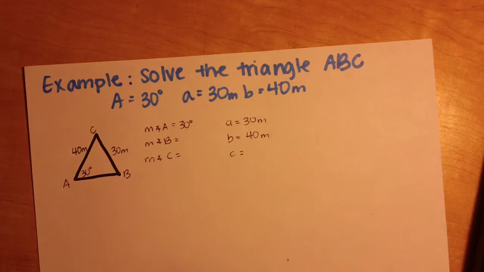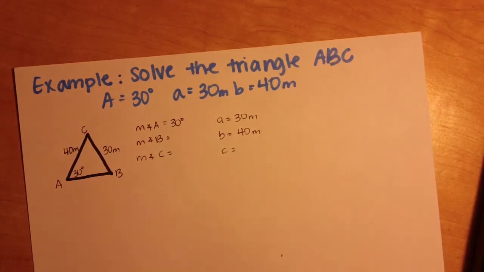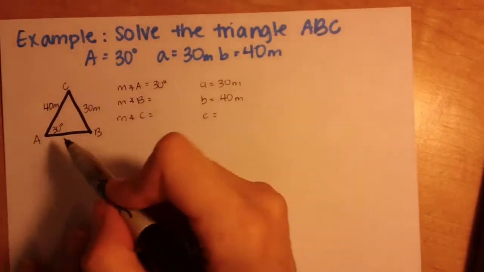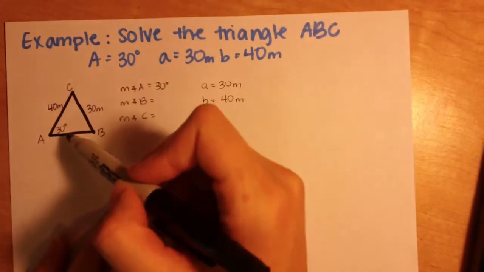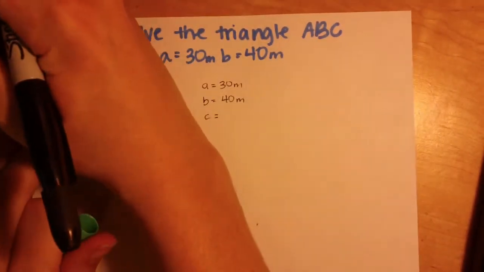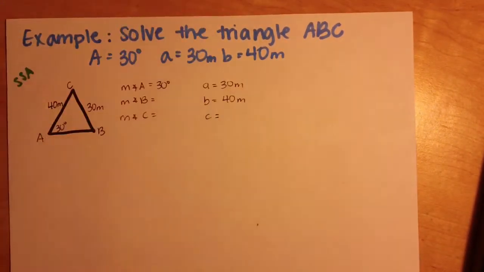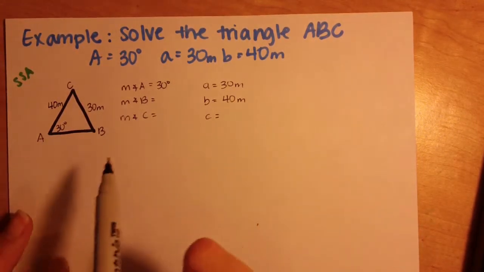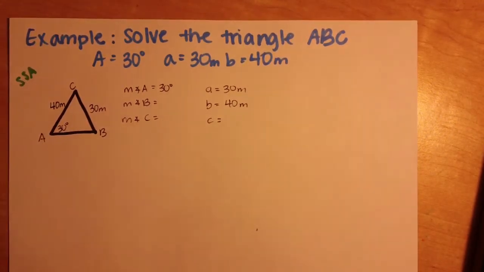We want to solve the triangle ABC where angle A is 30 degrees, side A is 30 meters, and side B is 40 meters. So note this one is side-side-angle. This is the one we knew only worked when doing congruence. The only way it worked was using right triangles with the hypotenuse leg. So this one will become clear later why this only works for that hypotenuse leg.